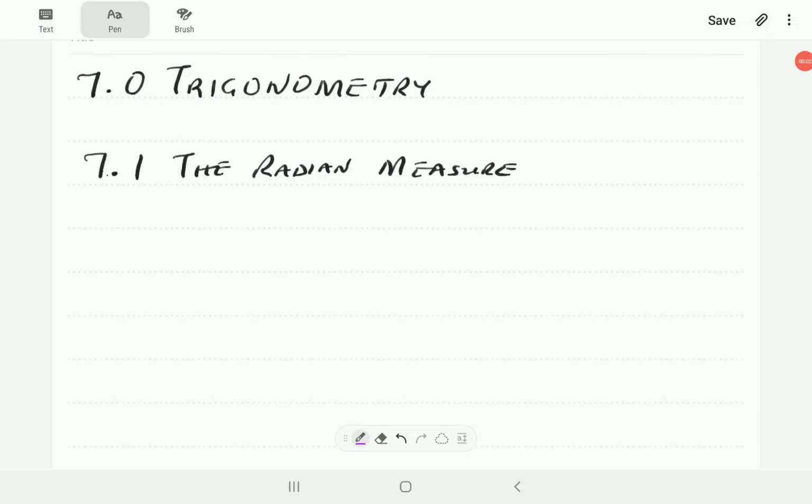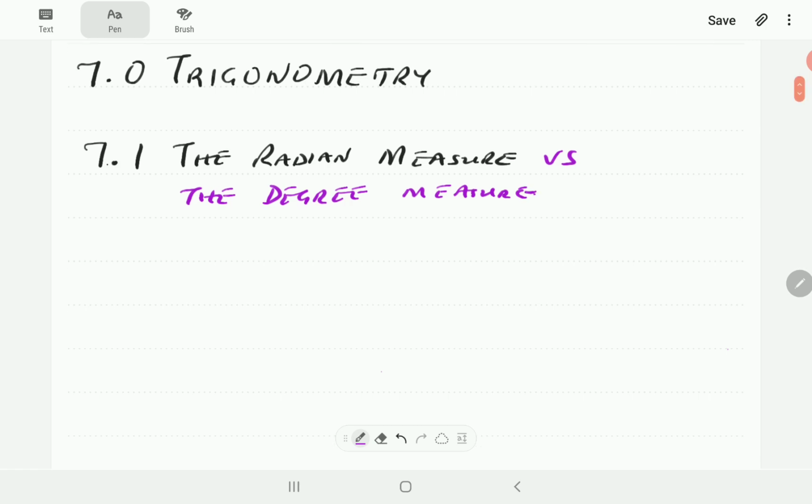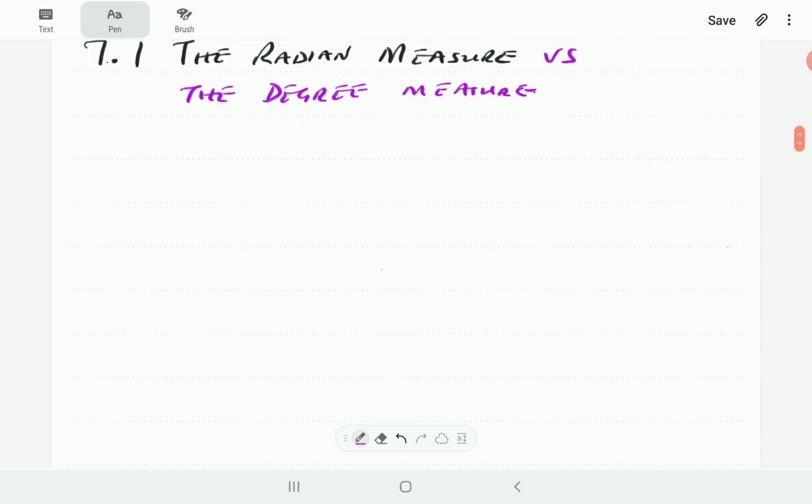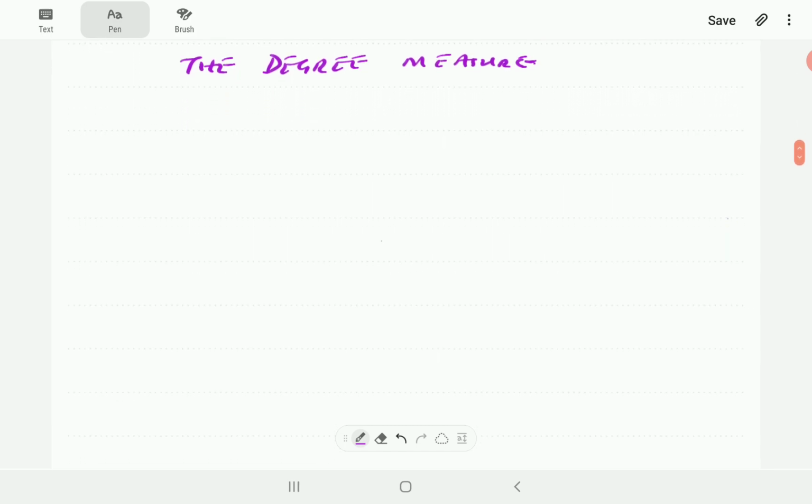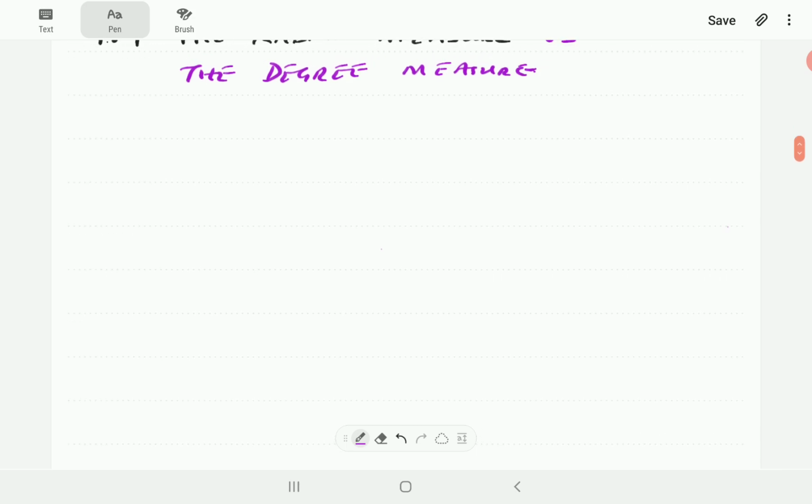Right, in this video we're going to look at the subject of trigonometry. We're going to start with the radian measure versus the degree measure. Most of us will be familiar with the degree measure of the angle, so here we're going to introduce the radian measure. But before we talk about the radian measure, let's just cover some basics in terms of angles.